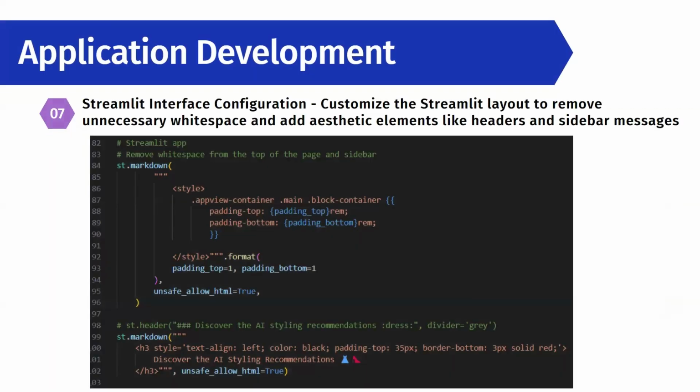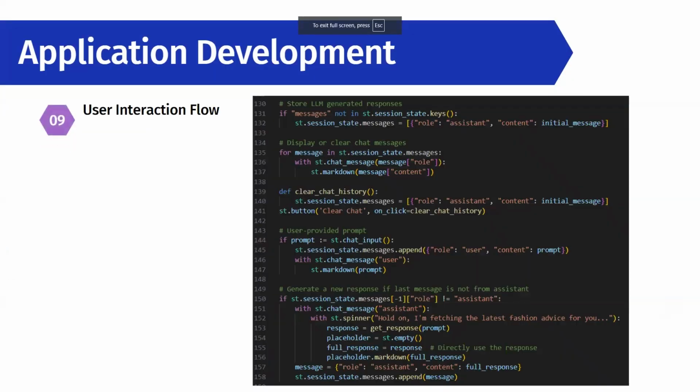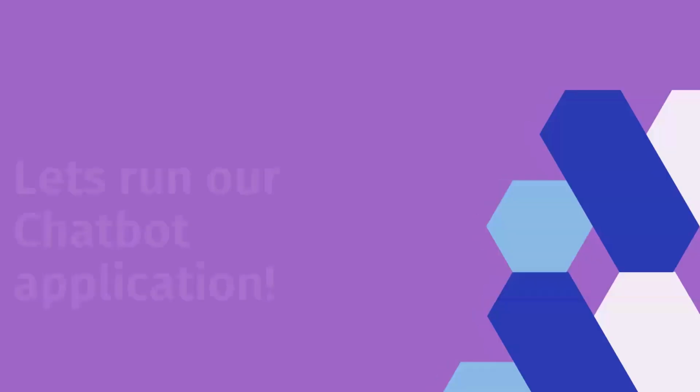And then customize the Streamlit layout to remove unnecessary white spaces and add aesthetic elements like header and sidebar messages. Also create interactive elements such as chat input and a button to clear the chat history, enhancing user interaction. And finally, the user interaction flow using st.chat_input. Users input their fashion queries, and then the system processes this input, retrieves relevant information, and the language model generates responses, which are then displayed back to the user in the chat interface.